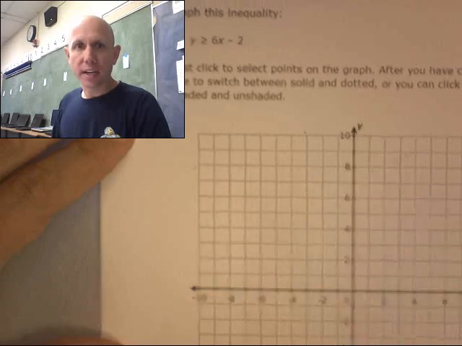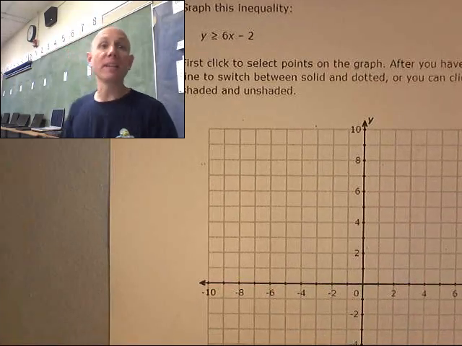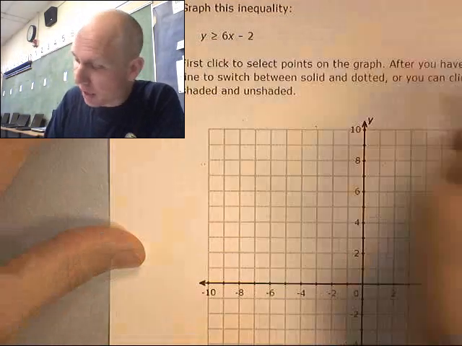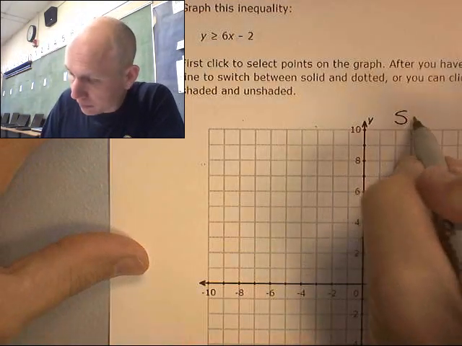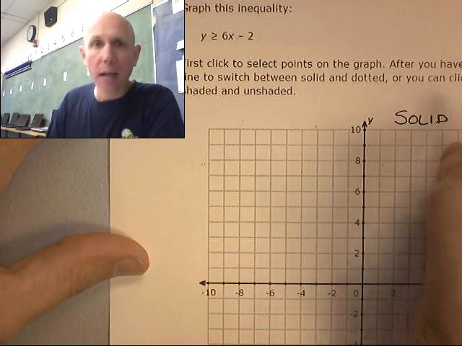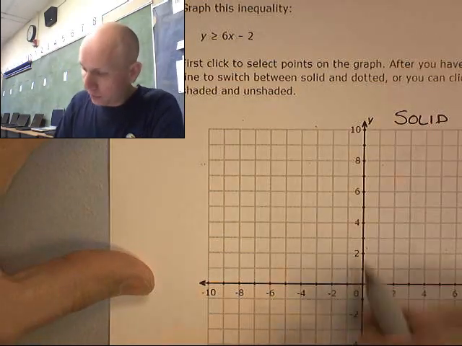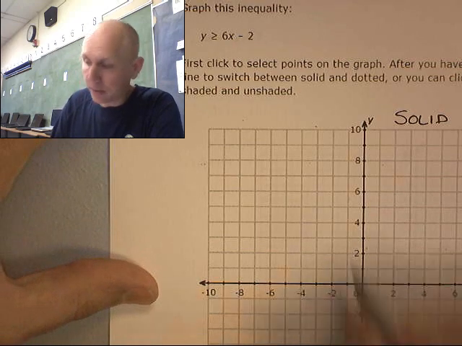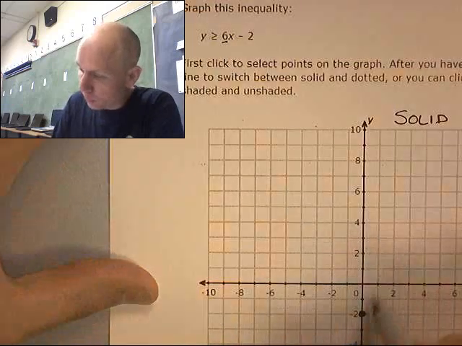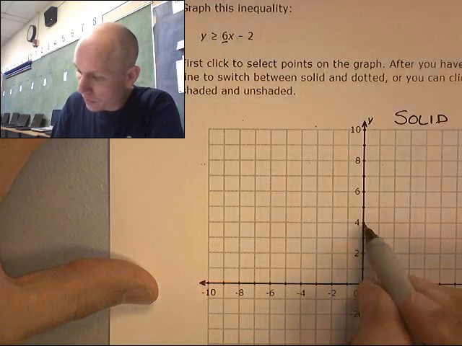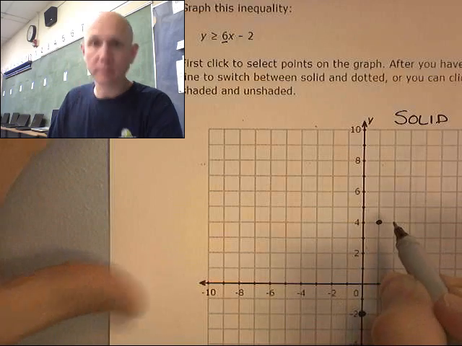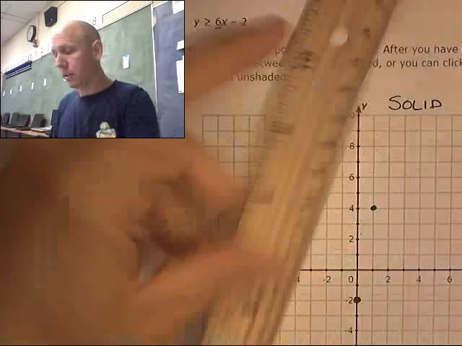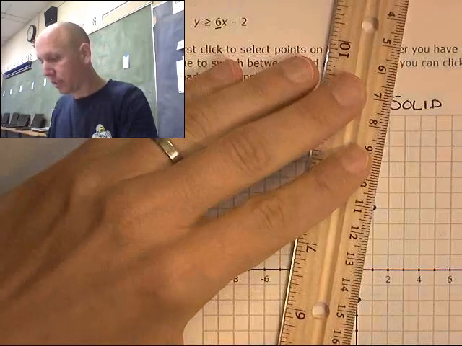So here's our equation. I need to graph it. First off, what's my line type? That's a solid. My intercept is at -2, and my slope is up 6 over 1. 1, 2, 3, 4, 5, 6 over 1. So here's my line. It's solid, so when I draw it, I'm going to draw in a solid line.